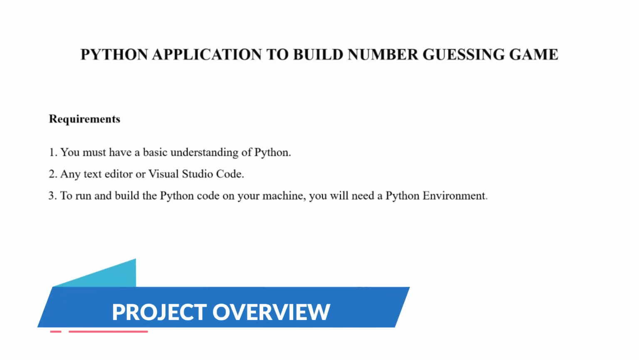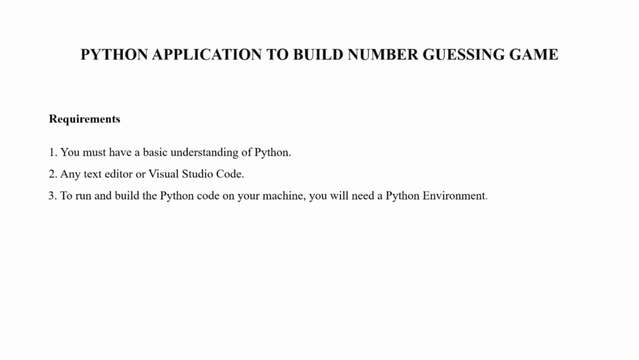So today we are back with another interesting Python project, that is a Python application to build a number guessing game. Basically this is a number guessing game and it will need some requirements to code the program. So the first requirement is you should have the basic understanding of Python, because obviously we are coding in Python, and a text editor or Visual Studio Code to code your Python project, and obviously one Python environment so that you can build the Python code on your machine properly.